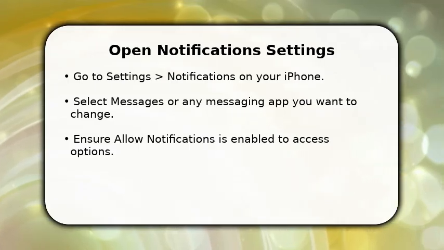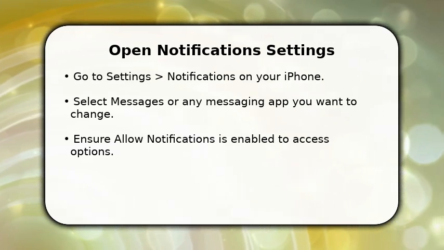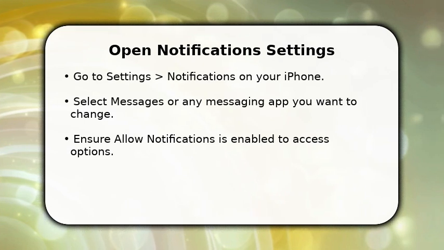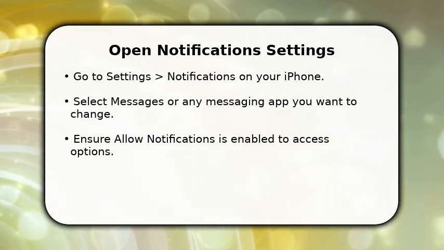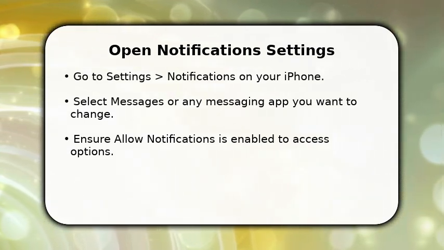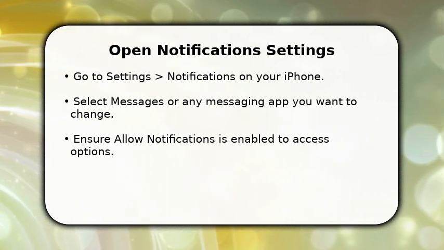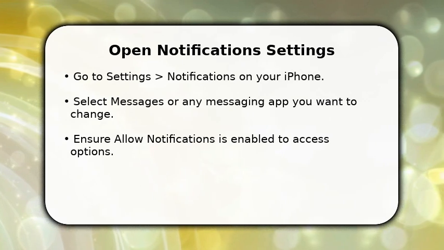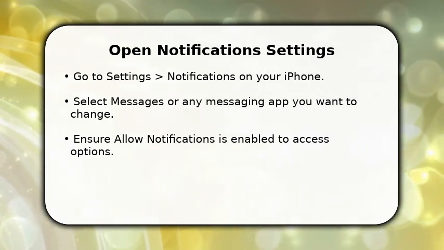You start by opening Settings and tapping Notifications, then choose Messages or the specific app. This gives you the control panel for alert styles and previews. Once there, make sure Allow Notifications is turned on so the options appear. You'll see options for Lock Screen, Notification Center, and Banners. Leave the types you prefer.